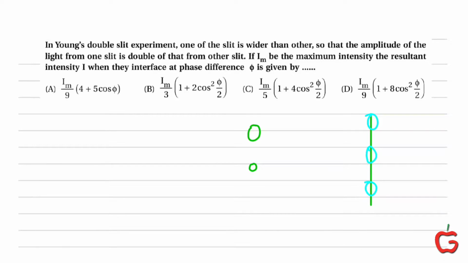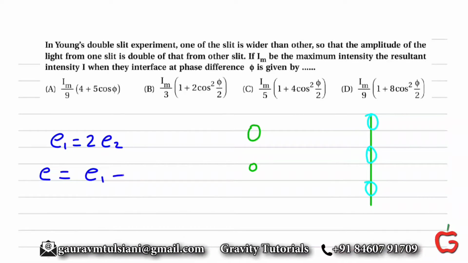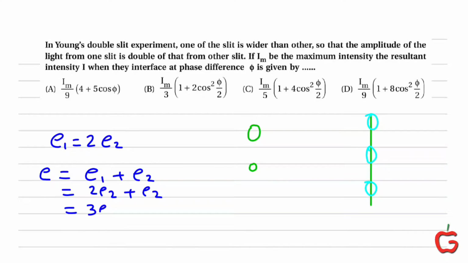The maximum intensity happens where both the amplitudes add up. So we are given that the amplitude of one of the slits is twice the amplitude of the other. The maximum intensity will happen where both the amplitudes add up. So this will be E1 plus E2, that is 2E2 plus E2, that is 3E2. So this is the maximum amplitude.